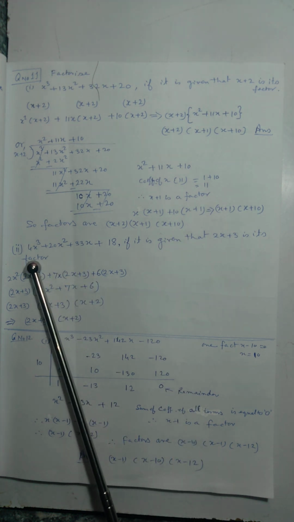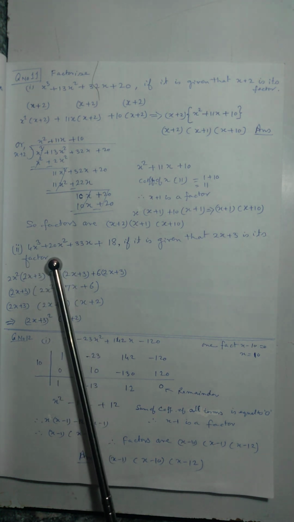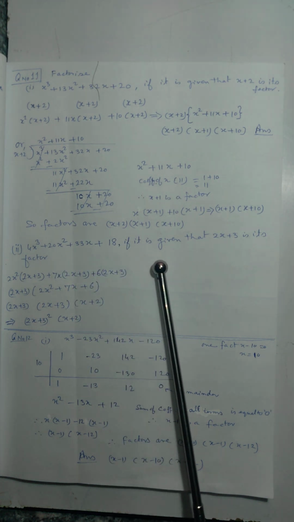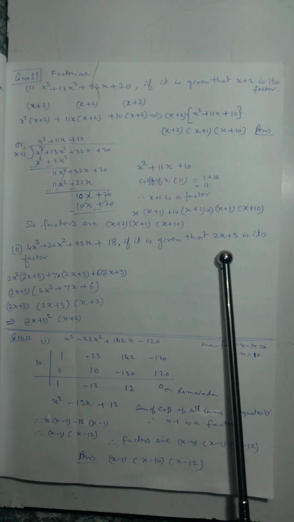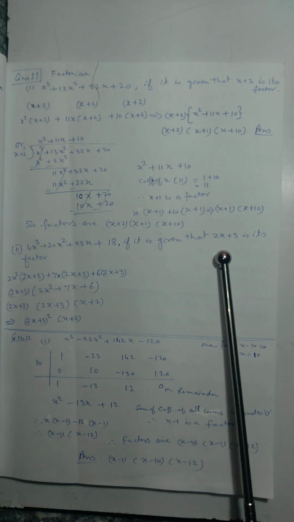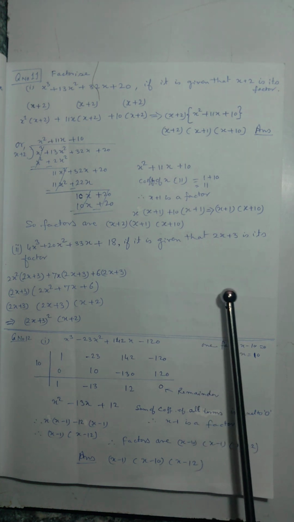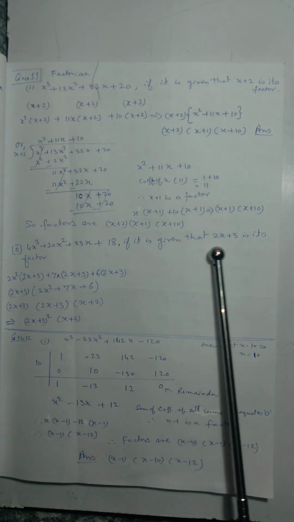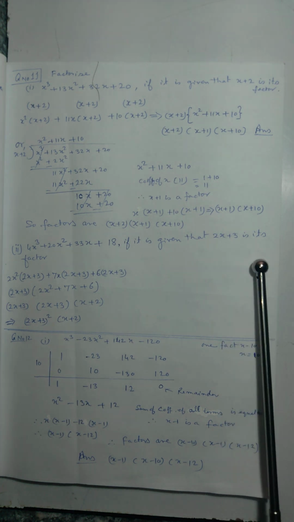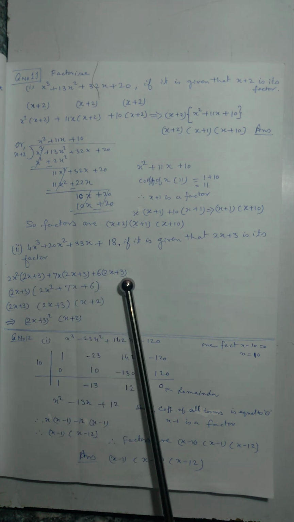Now in the second part, 4x cube plus 20x square plus 33x plus 18. It is already given that 2x plus 3 is its factor. We have to factorize it. So what you do is write down 2x plus 3 three times. You see, I have written here 2x plus 3, 2x plus 3, 2x plus 3.